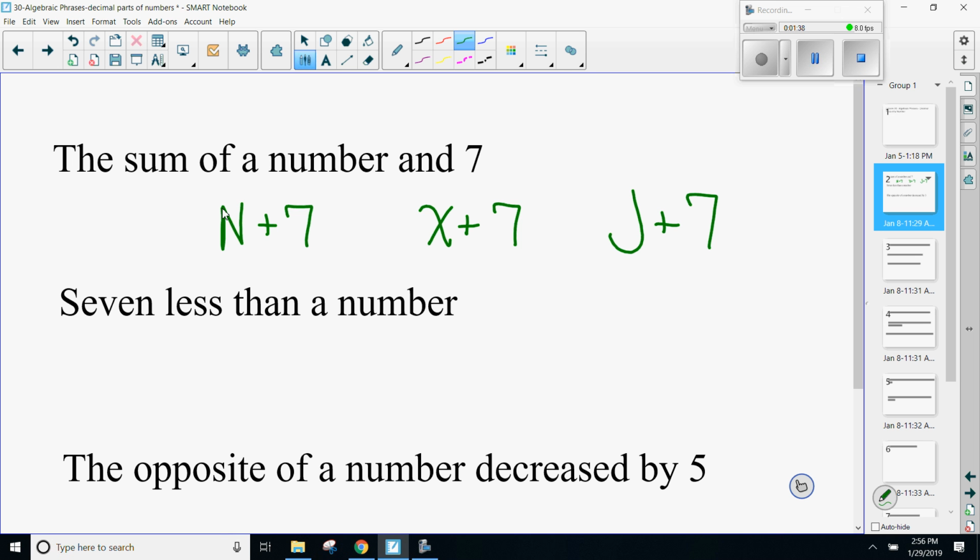How do you show 7 less than a number? X minus 7. Now keep in mind it's not 7 minus X. You're 7 less than a particular number. If you're 7 less than 10, what's your answer? 3. It's not negative 3. So make sure you understand which way you are subtracting it.